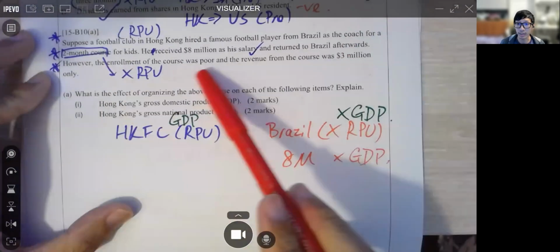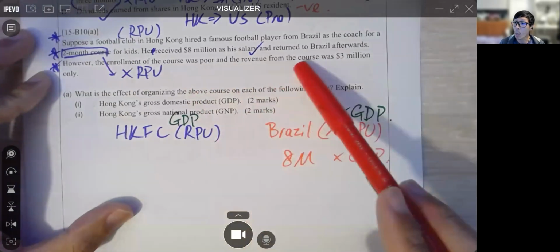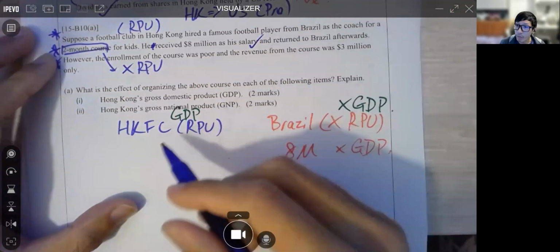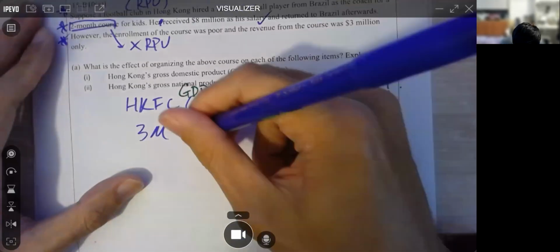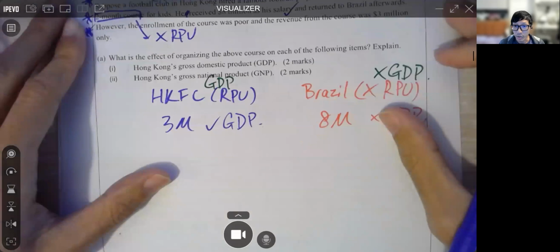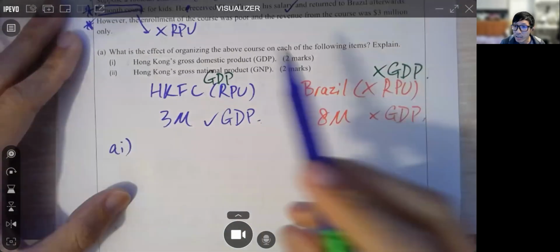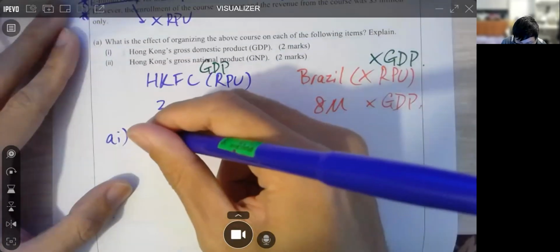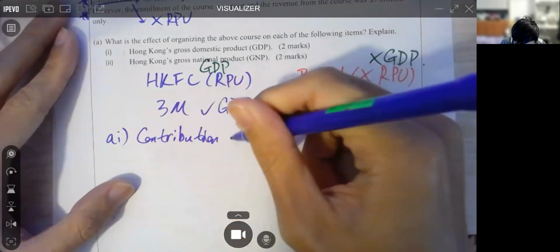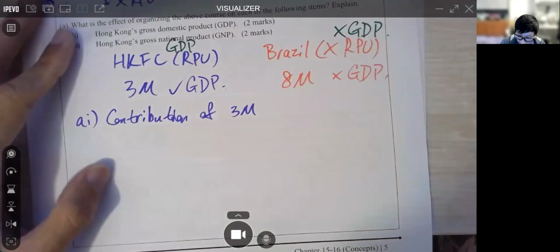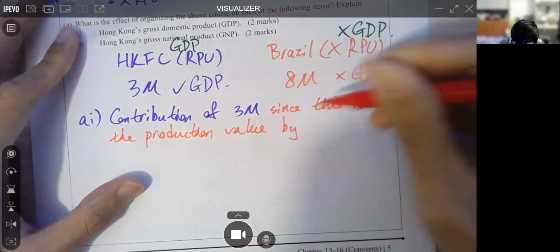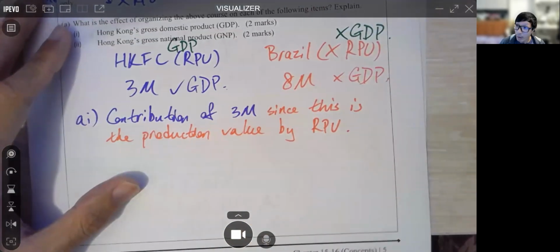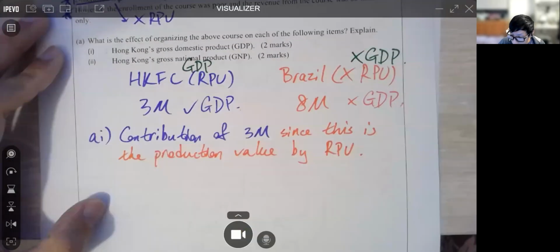And return to Brazil. Unfortunately, the enrollment was poor and revenue from the course obviously received by Hong Kong Football Club 3 million. 好啦 Hong Kong Football Club 係 RPU 嘛，so this is GDP. Okay，好嘛 so A1, the effect on GDP should be a contribution of 3 million. But you need to explain, since this is the production value by RPU, resident producing unit, 3 million. Okay，好嘛 What about A2?